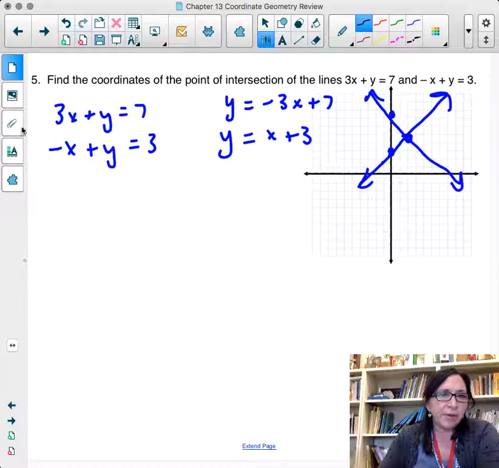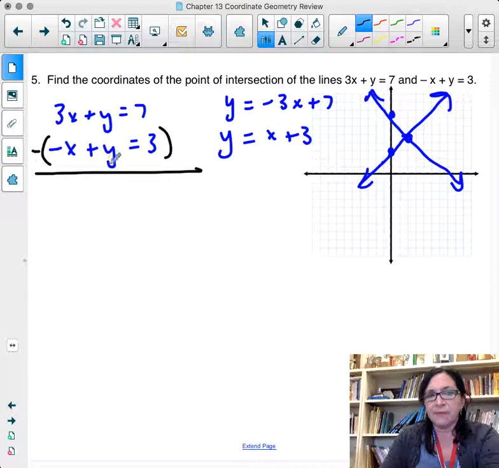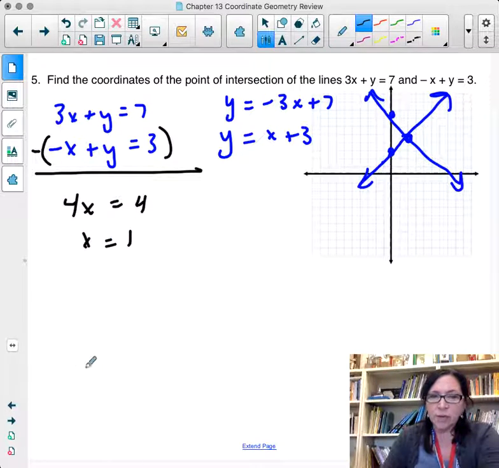When I say solve it by elimination, that means I would just subtract this quantity from this because I have both the same variable. 3x minus negative makes plus, so 3x plus x is 4x. Y minus y is 0, and 7 minus 3 is 4. So that tells me that x equals 1.